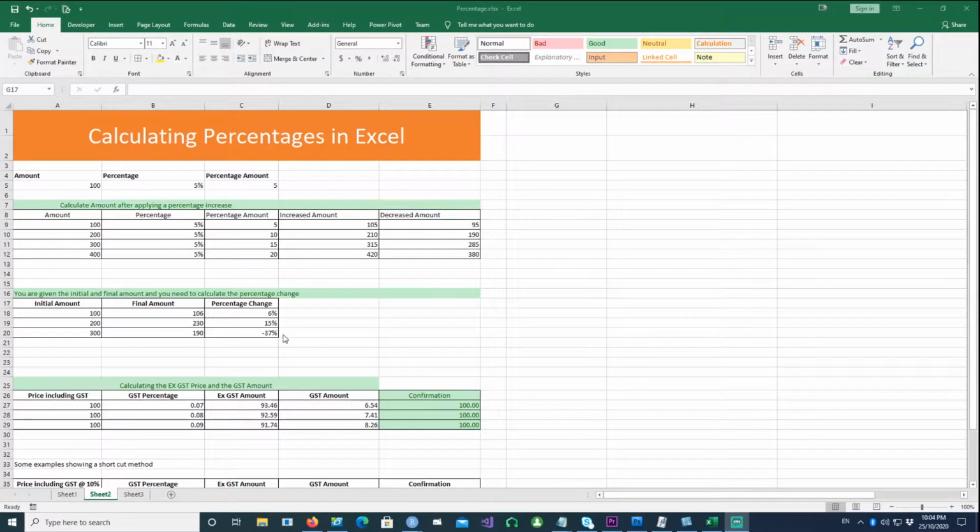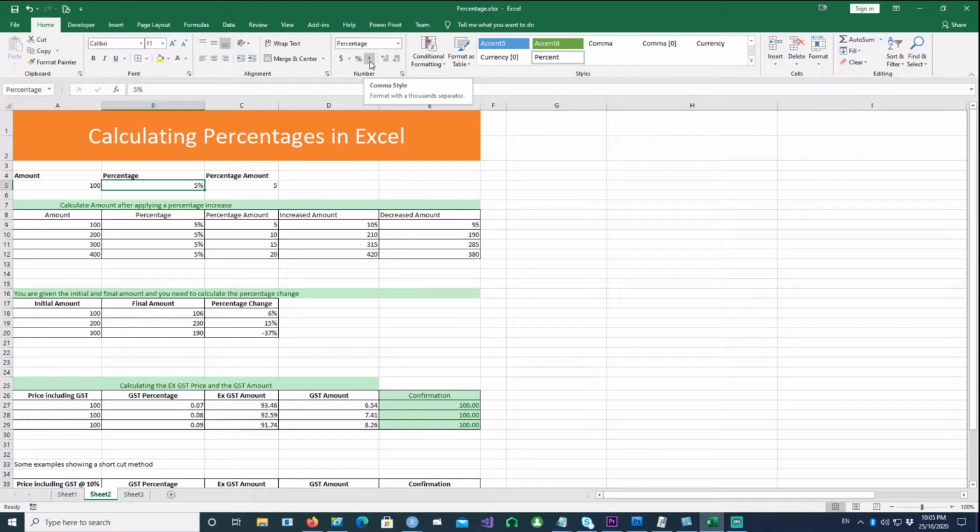So let's get started. In this example, you have an amount of 100 and then you have been given a percentage of 5. So 5% is basically 0.05. If you go and apply percentage, it becomes 5%. But if you look at the comma style, it's 0.05. Never put a 5 there, because if you put 5 and then apply the percentage, it'll become 500% because you started with an amount 5.